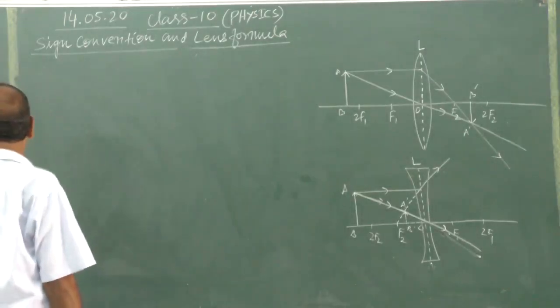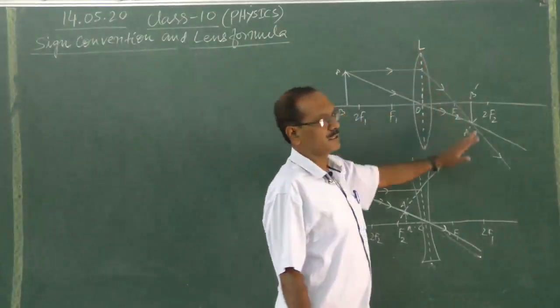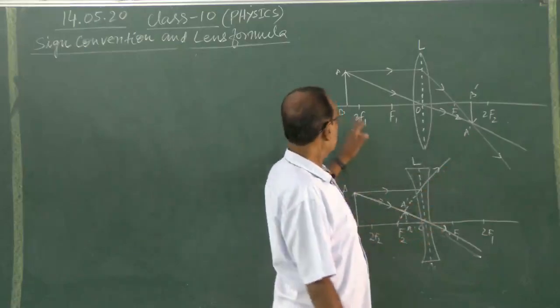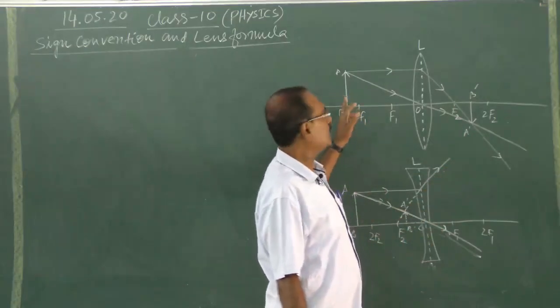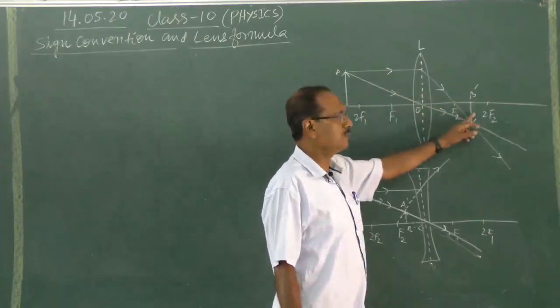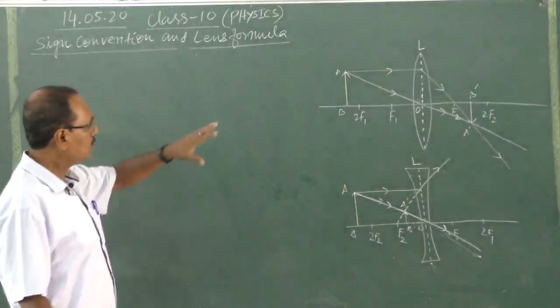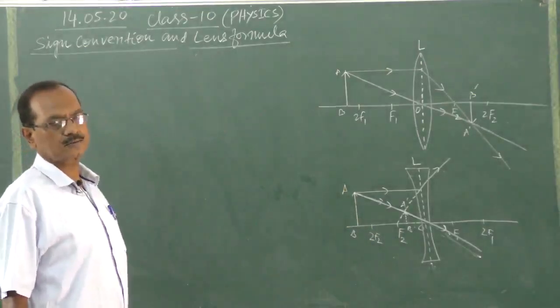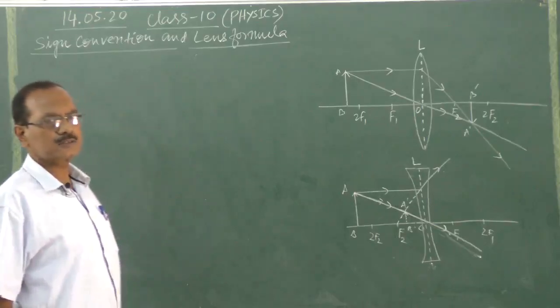Now, number 3. All distances along principal axis. All distances means distance of object, distance of image, focal length, all are measured from optical center, and it is along the principal axis.